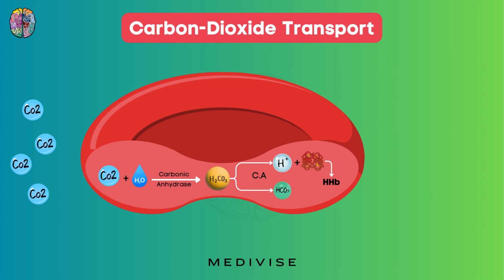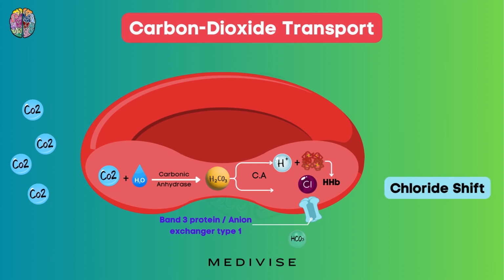Now what happens to the bicarbonate? There is a special channel which is called band 3 protein or anion exchanger type 1. In the extracellular space there is a lot of chloride. With the help of this channel there is an exchange which takes place between the bicarbonate and the chloride ion. So the chloride ion enters the RBC while at the same time bicarbonate leaves the RBC. This is called chloride shift.